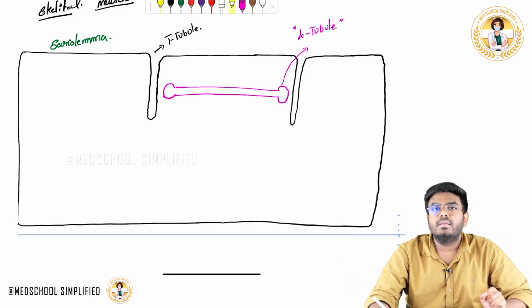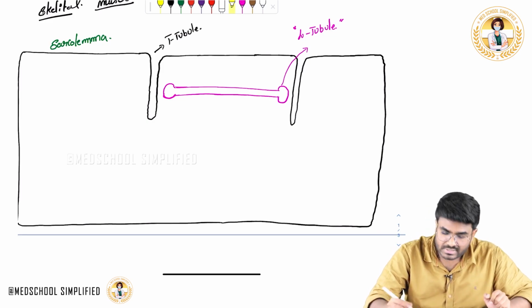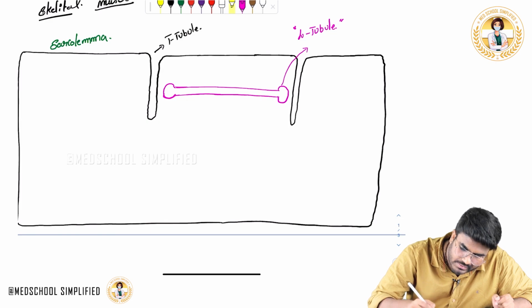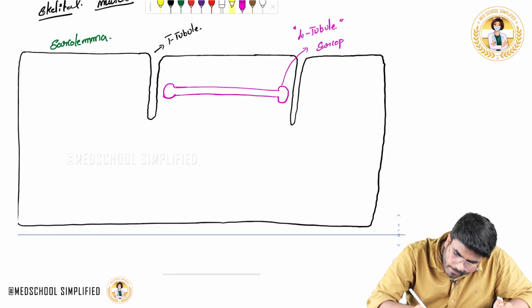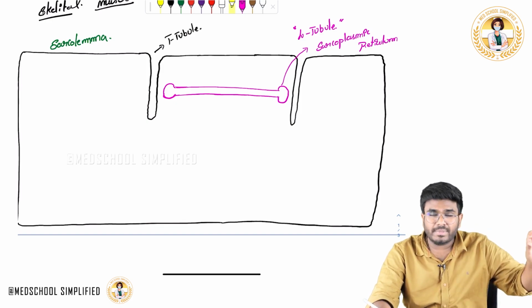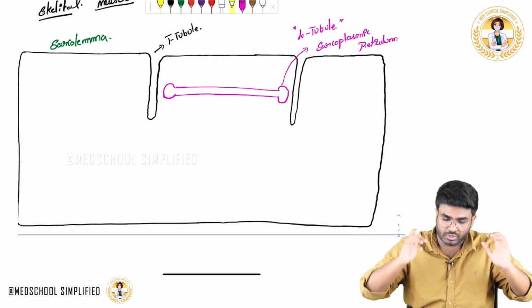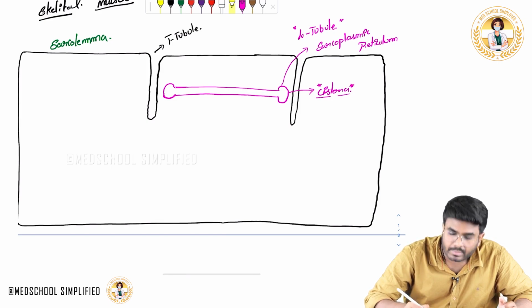The T-tubule is a part of the sarcolemma. But then what is this L-tubule? This L-tubule is nothing but the sarcoplasmic reticulum. This is nothing but the endoplasmic reticulum within the muscle cells. At their ends, this sarcoplasmic reticulum has these globular portions. These globular portions are called cisterna, the terminal cisterns.